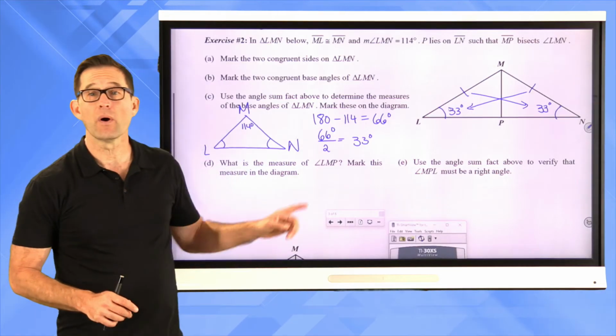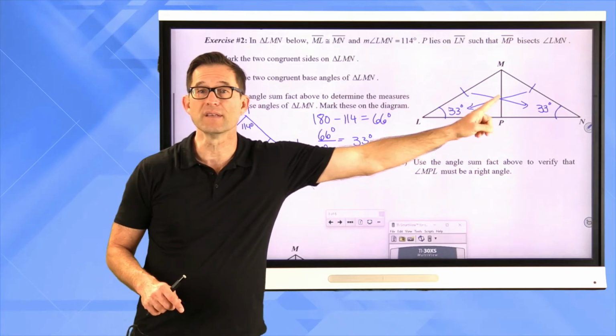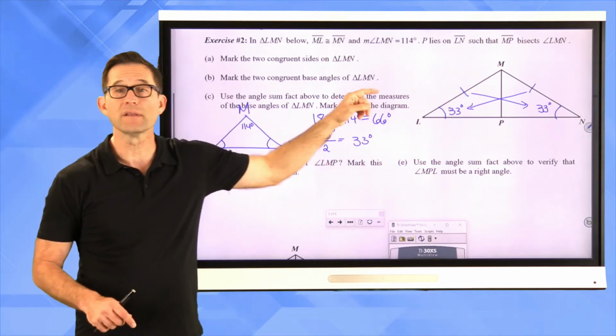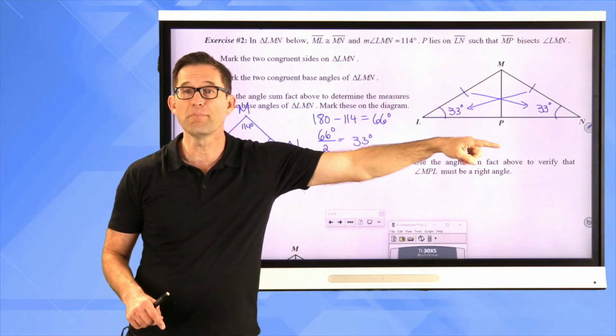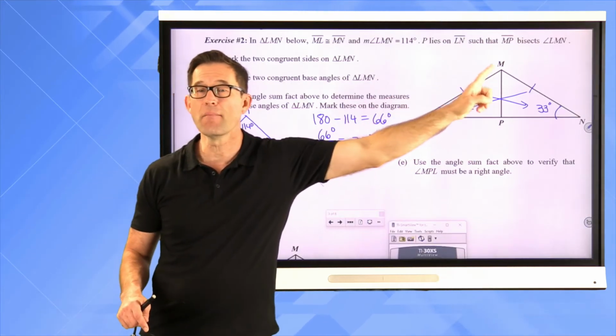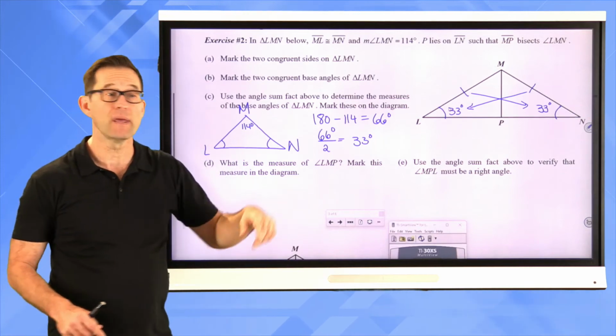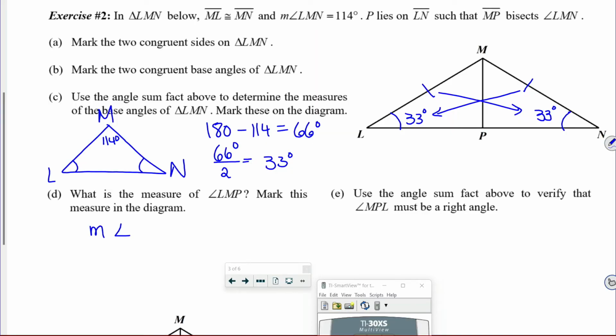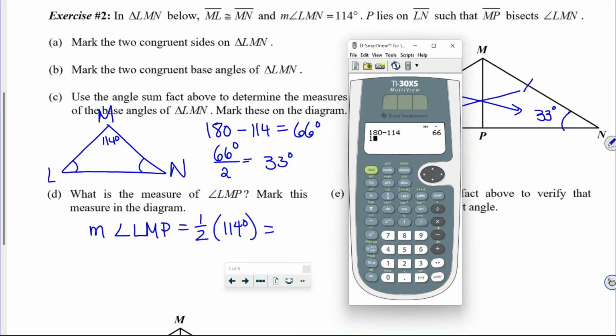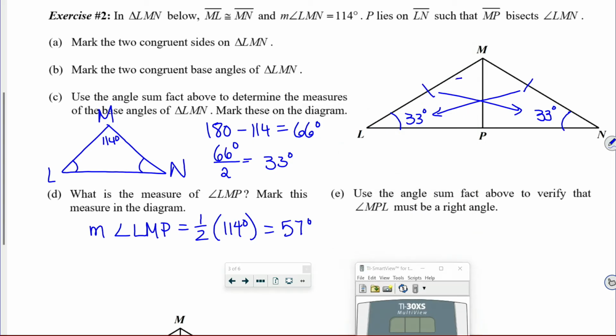All right, fantastic. Well, LMP is this angle right here. And we can figure that out easily because we're told that MP bisects angle LMN. So the measure of angle LMP must be 1/2 of 114 degrees. Easy enough, 114 divided by 2, and that's going to be 57 degrees. And they ask us to mark that on the diagram, so I do that.